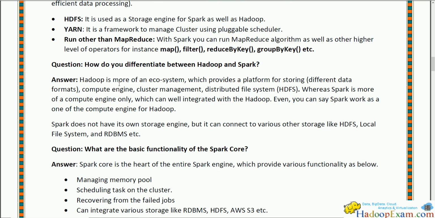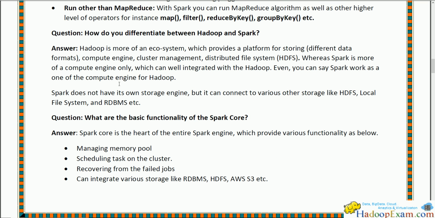Question: How do you differentiate between Hadoop and Spark? Answer: Hadoop is more of an ecosystem, which provides a platform for storing different data formats, a compute engine, cluster management, and a distributed file system, HDFS. Whereas Spark is more of a compute engine only, which can be well integrated with Hadoop. You can even say Spark works as one of the compute engines for Hadoop. Spark does not have its own storage engine, but it can connect to various other storage like HDFS, the local file system, and RDBMS etc.